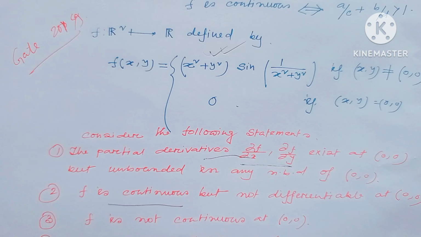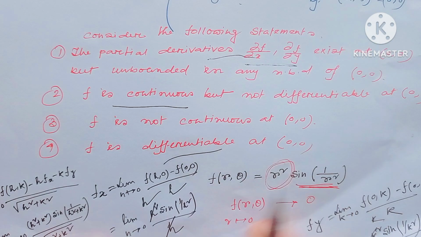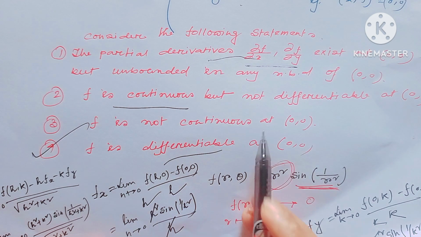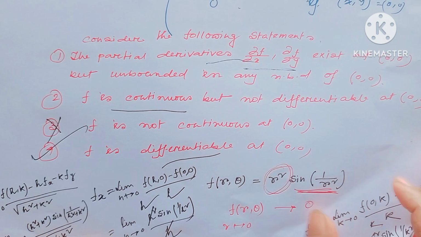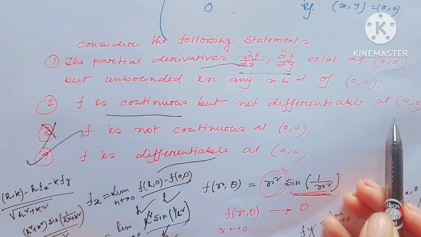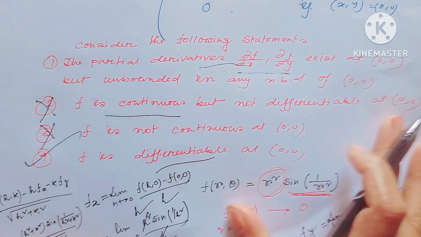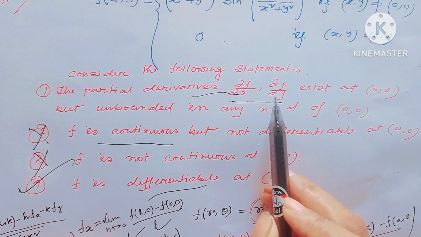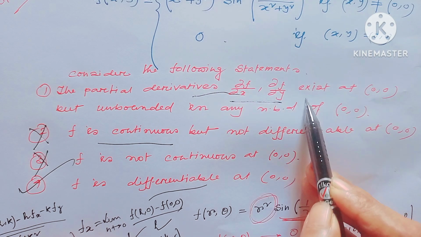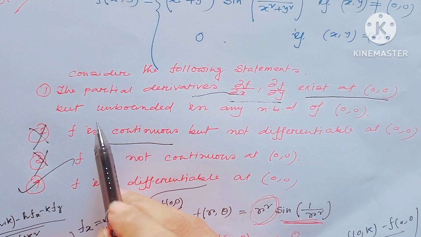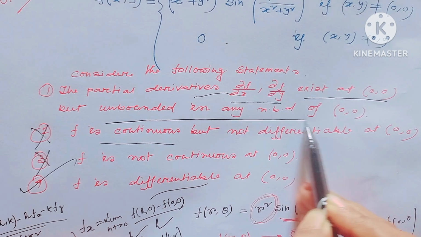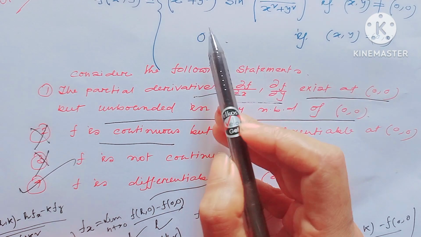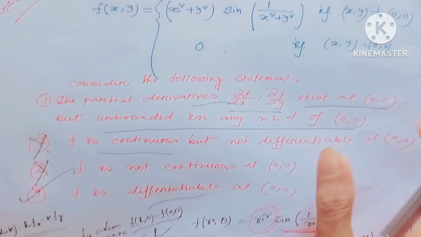Next, see the options. Function is differentiable at 0, 0. This is the right option. F is not continuous at 0, 0. This is wrong. F is continuous but not differentiable at 0. This is wrong. And option 1, the partial derivatives with respect to x and with respect to y exist at 0, 0 but are unbounded in a neighborhood of 0, 0. Is this option true? I hope all my viewers have understood.